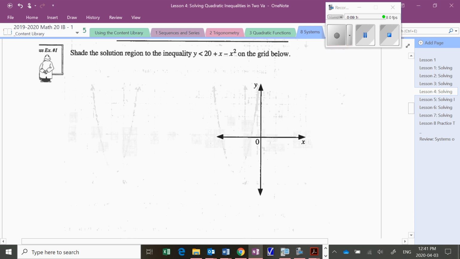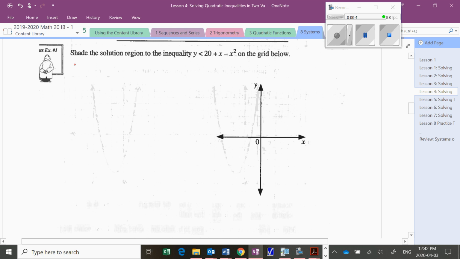Okay, so let's take a look then. So shade the solution region to the inequality y less than 20 plus x minus x squared on the grid below. And so we have nothing. And again, assuming that you don't have your graphing calculator to give you any of the information, so you have to go back to, well, how is it that I'm going to graph this? So a few things that we can do.